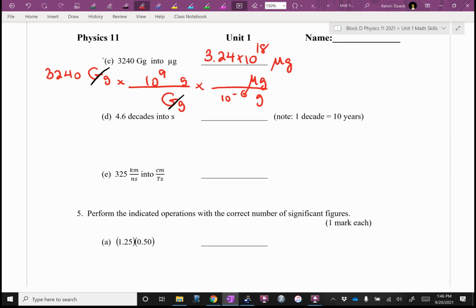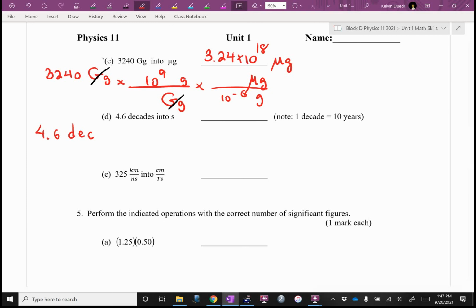4.6 decades into seconds. Okay, this isn't going to be a metric chain. I'm just going to kind of use stuff that I've memorized because I'm growing up. Still going to write down what they gave me. 4.6. I decided to abbreviate decades with DEC. D I thought was just days, and I knew I was going to be using days later on. I didn't want to confuse myself.